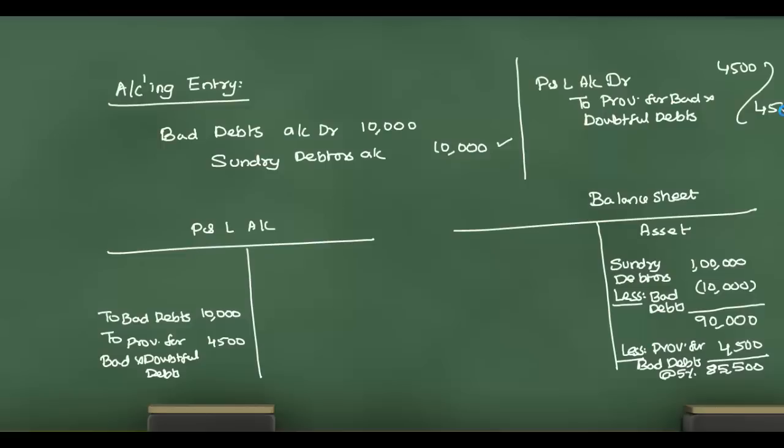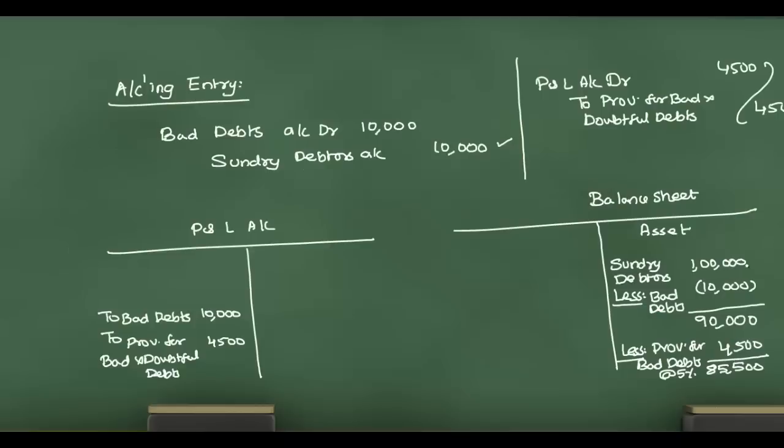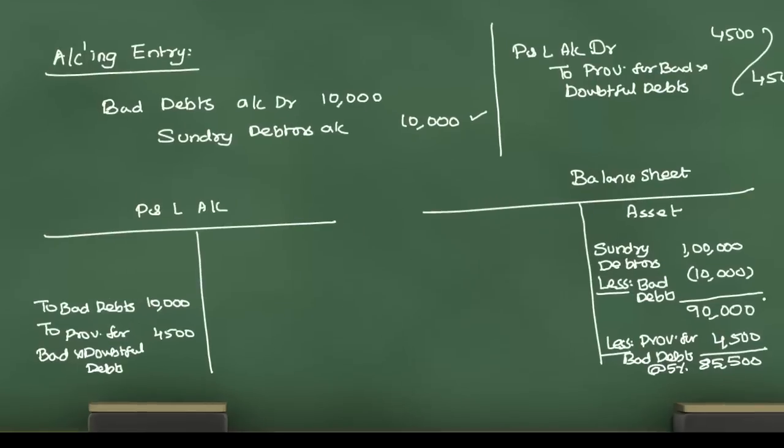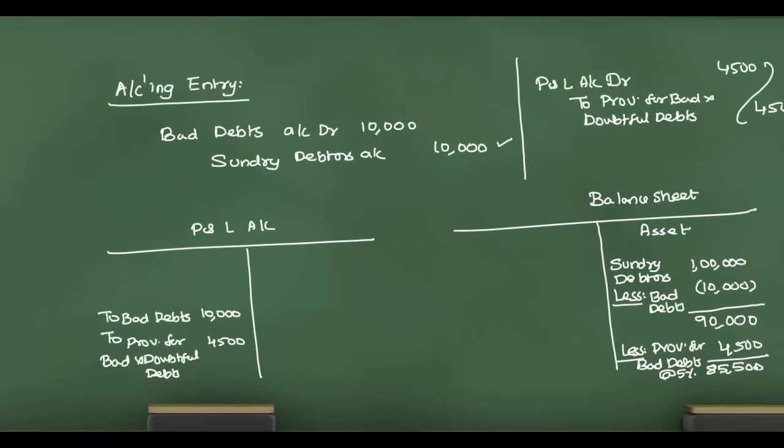But the question is not over. The question says we have to provide 2% provision for discount on debtors also. Students, if you look here, the company had debtors of 1 lakh, of which 10,000 is irrecoverable. So only 90,000 is recoverable. And out of 90,000 also, the company expects 4,500 may not turn up. So the good debtors for this company is only 85,500.